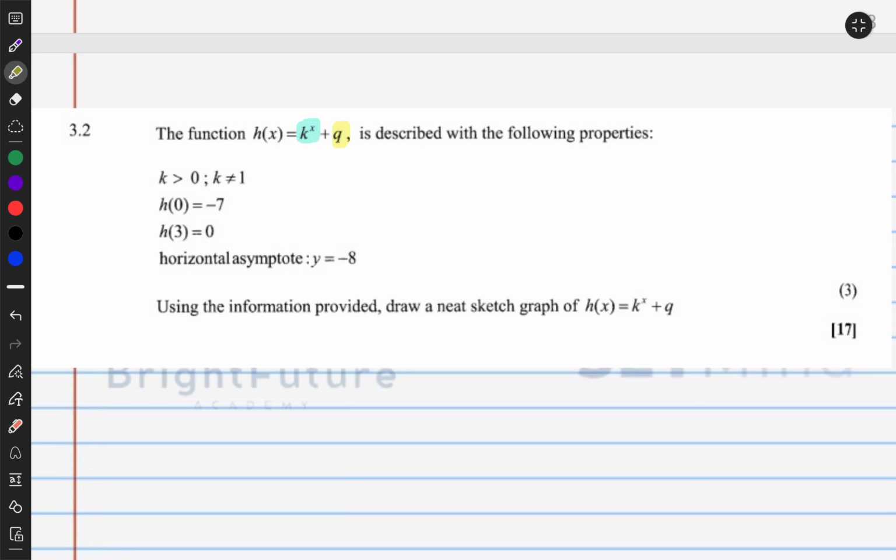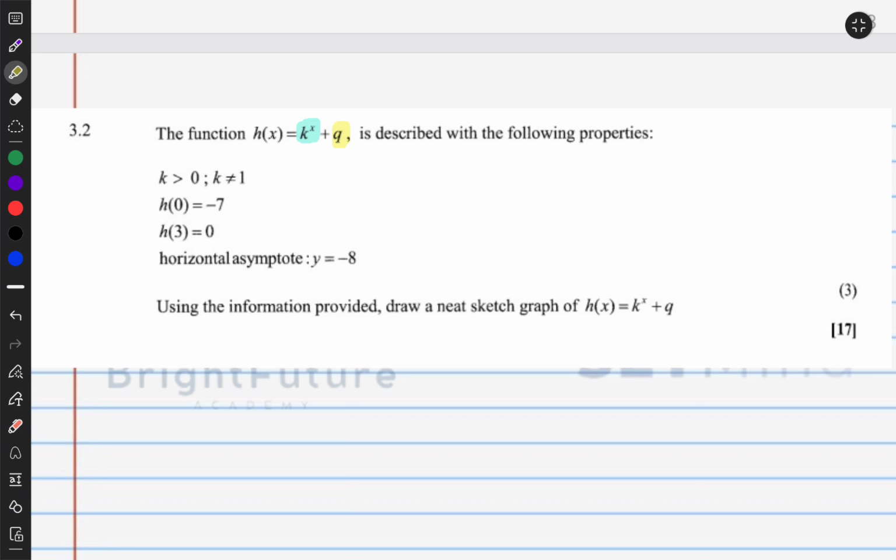Yes, q is the asymptote. Okay, let's describe with the following properties. k is greater than 0, so k is positive. What does that tell us? And then k is not equal to 1. Understood, because if k is equal to 1, then we're essentially going to have a straight line. It doesn't matter what value we raise k to, there's going to be no change, because 1 to the exponent 1000, we're still going to get 1.